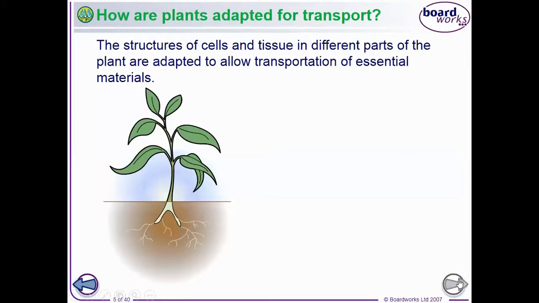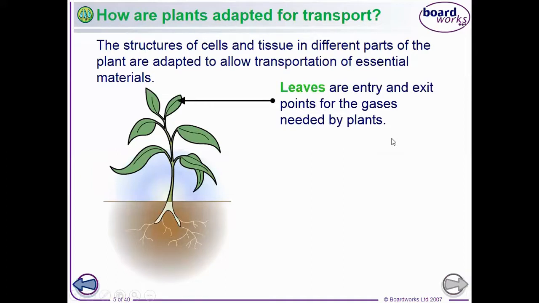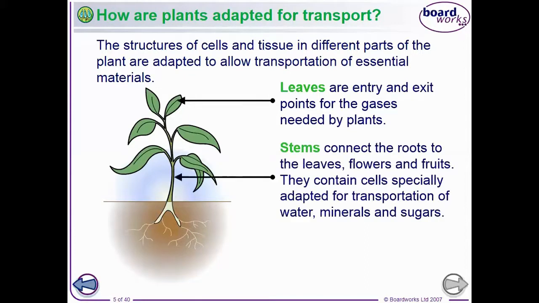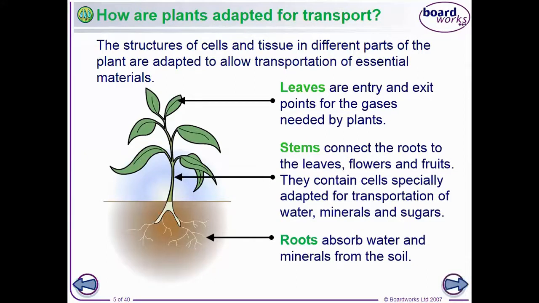So this is a very basic structure of a plant. Every green plant has leaves, then we have our stems, and of course we have our roots. The leaves are primarily the exit and entry point for gases that are needed by the plant. So this is where gases will actually enter the plant or leave the plant through the leaves.